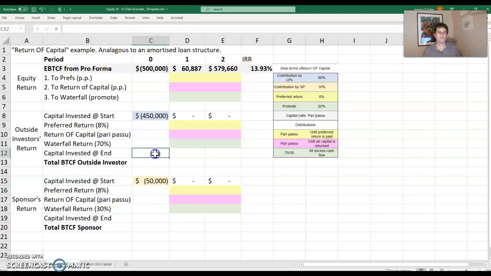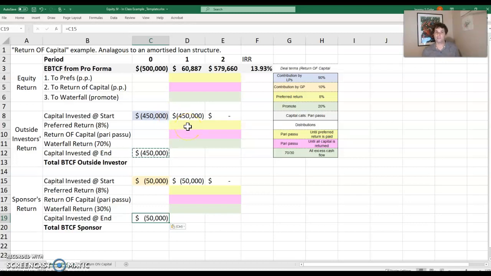So at the end of period 0, there's no other money changing hands. We've just raised equity capital. The capital invested at the end is the same as it is in the beginning. Now this is important because in return of capital, we're going to pay back part of that initial investment over the course of the investment. So we have to keep a running total of the capital account, or how much each equity investor has in terms of their initial capital invested in the deal.